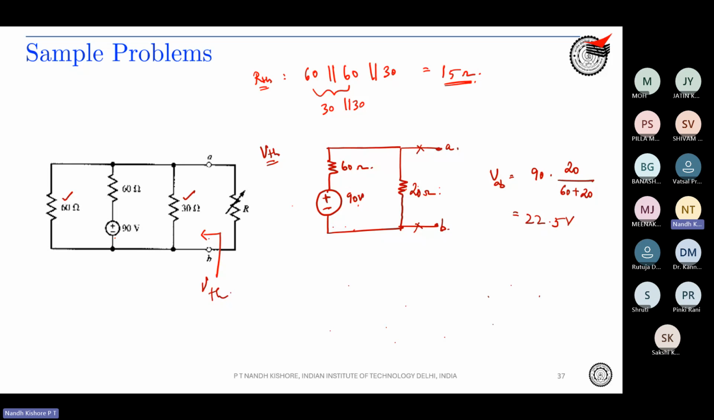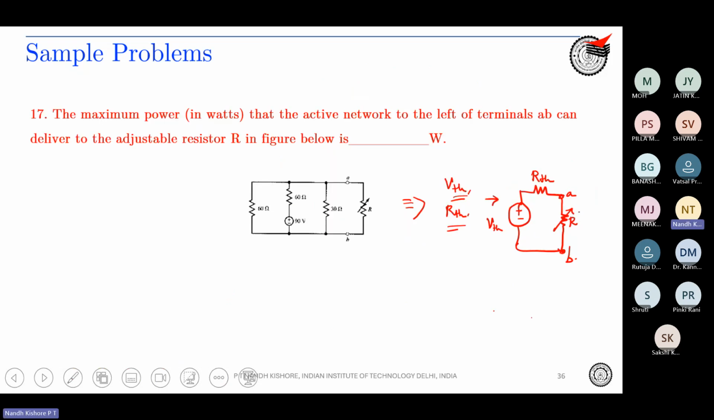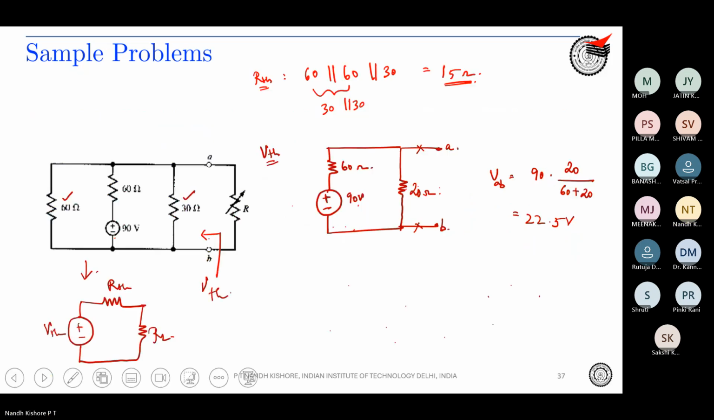Simple, right? So now we have got the equivalent network, right? So this we can now write as V Thevenin, R Thevenin, RL. So the question is, what is the maximum power that is delivered to RL, right? What is the maximum power that is delivered to the load resistance? By the theorem of maximum power transfer.